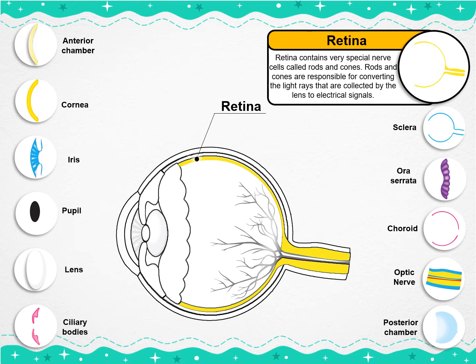Retina. This is a thin layer found at the back of the eye. It is located near the optic nerve. Of course, because after the retina converts the light information to electrical information, the optic nerve will carry this electrical information to the brain. How convenient it is. Retina contains very special nerve cells called rods and cones. Rods and cones are responsible for converting the light rays that are collected by the lens to electrical signals.